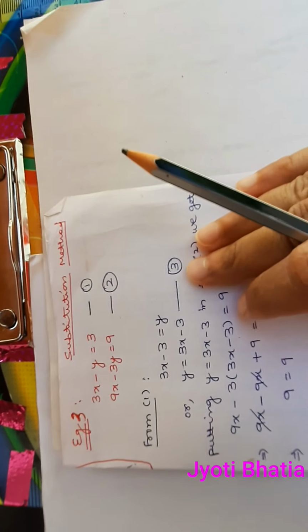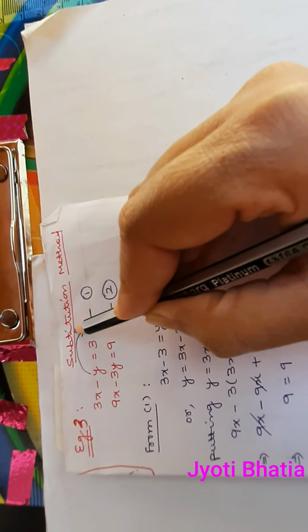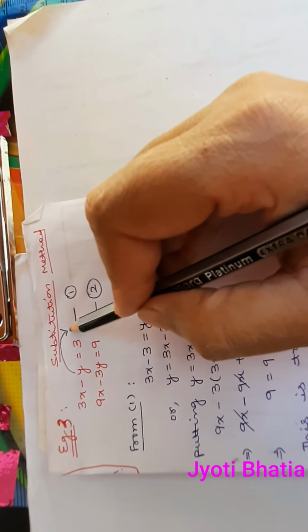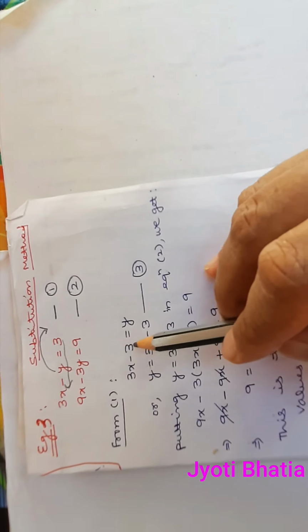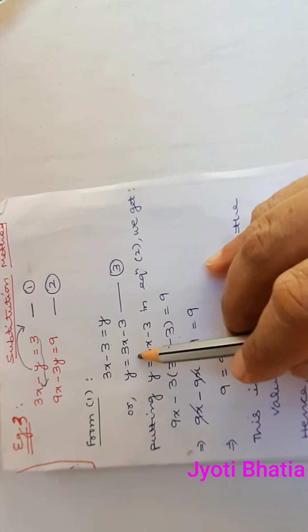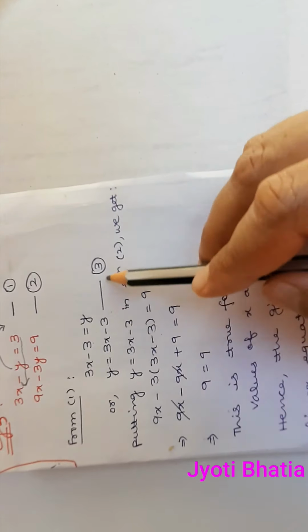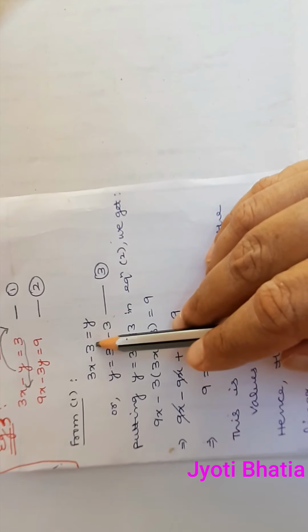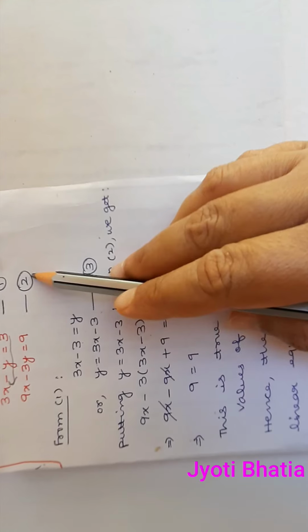So what we are going to do is minus y we will shift this side, so it will become plus y, and this 3 we are going to take that side. So it will be 3x minus 3 equal to y, right? Bringing y on LHS and 3x minus 3 on RHS, we get this. Now since we got this from equation 1, we are going to put the value of y in equation 2.